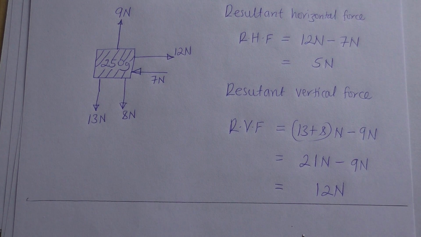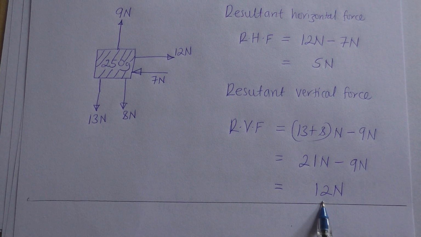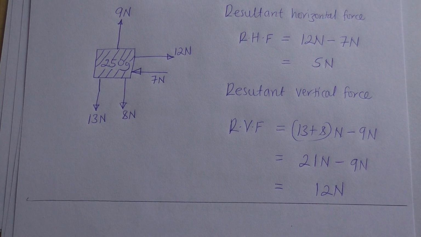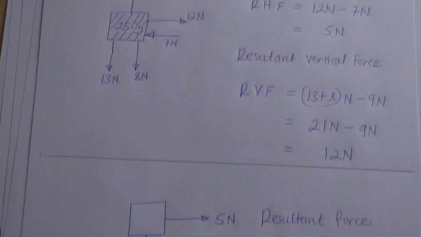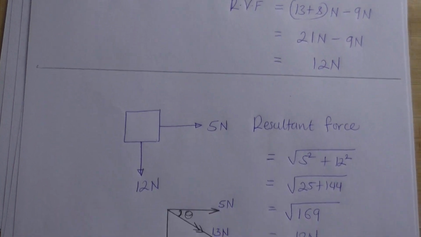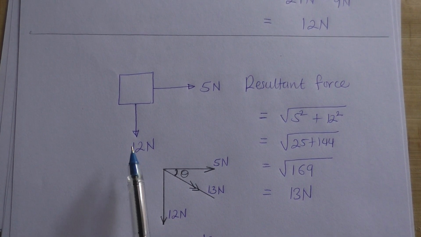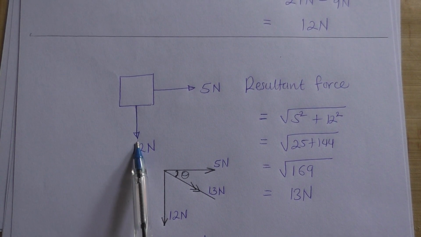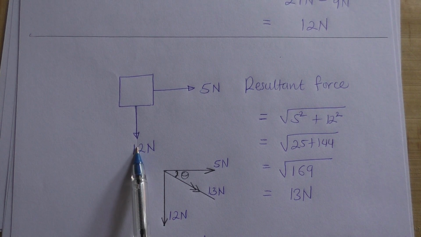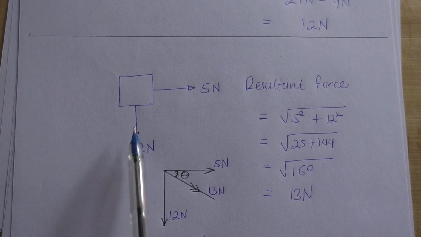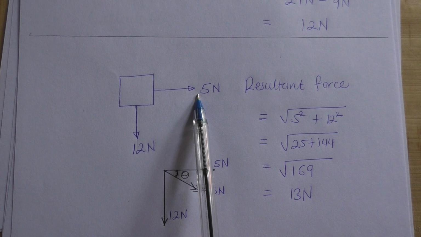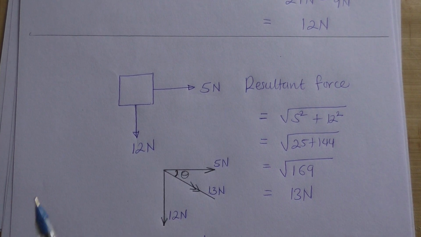We have got the resultant vertical of 12. However, it is acting downwards. We now get the final resultant force. That is, we shall have the resultant vertical, which acts downward, and resultant horizontal acting horizontally.